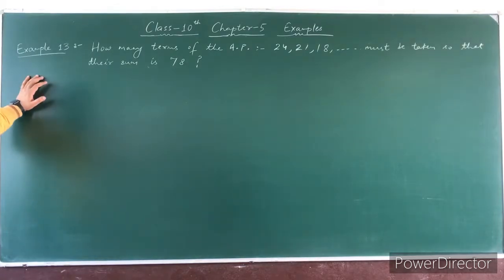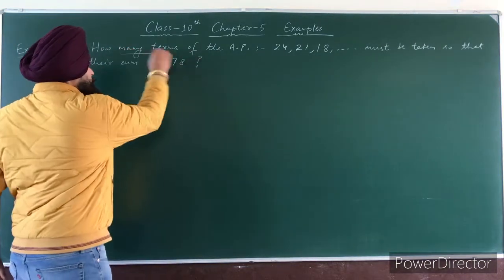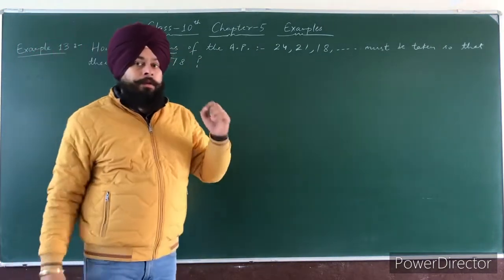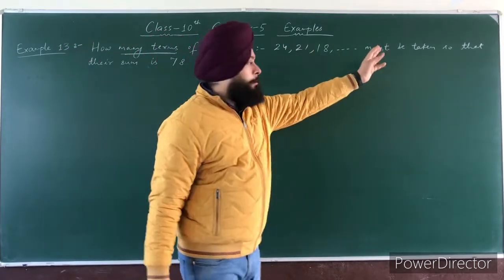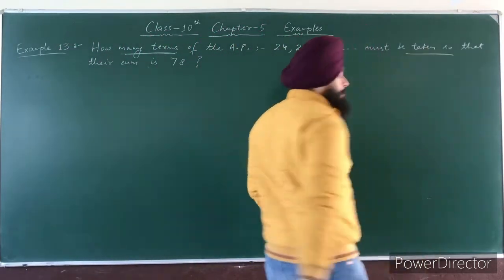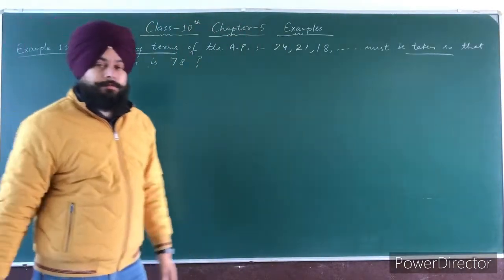Now next is example number 13. How many terms of the AP? How many terms means you will find here n. How many terms of the AP 24, 21, 18 and so on must be taken so that their sum is 78.